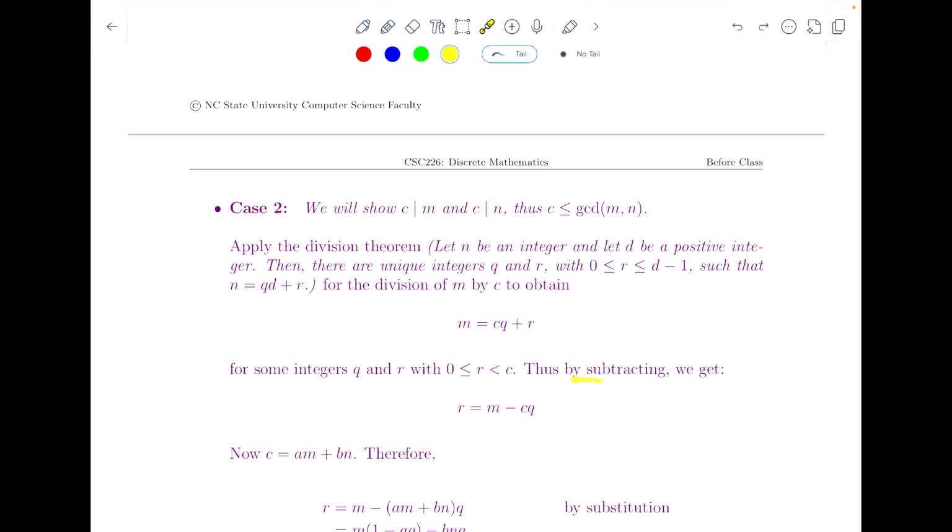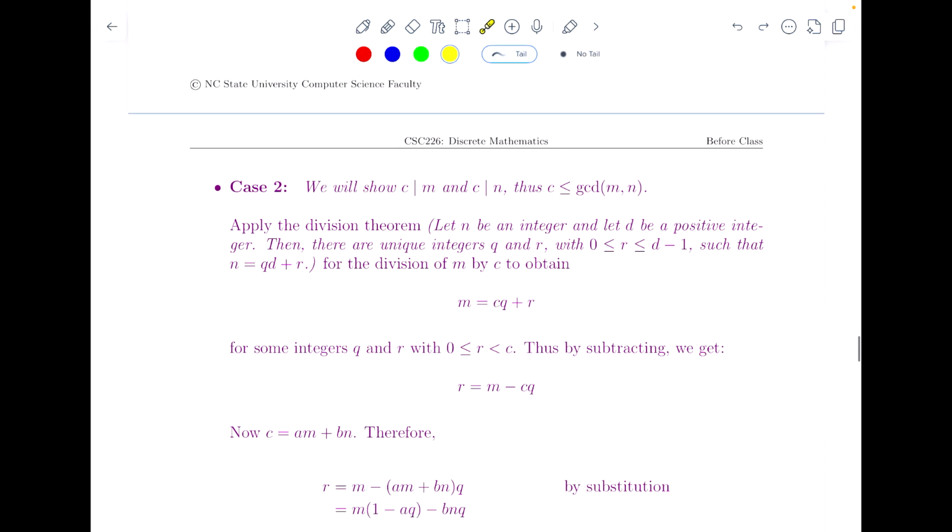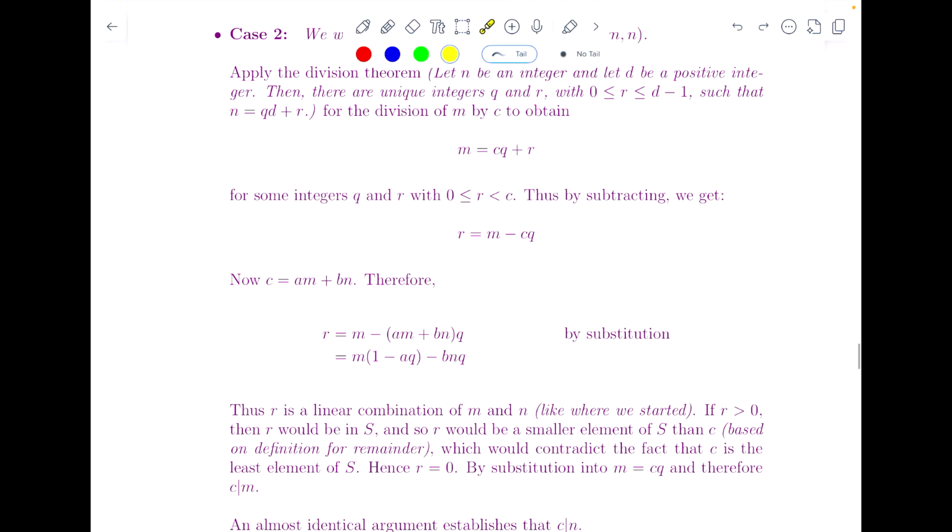The other case is to show that c divides m and c divides n, and therefore c is less than or equal to the GCD of m and n. We're going to apply the division theorem, which means that we're going to rewrite m in terms of its quotient and remainder. So m is equal to c times q plus r. When we subtract, we're going to get r is equal to m minus cq. And that should feel familiar in the sense that we did it with the extended Euclidean algorithm.